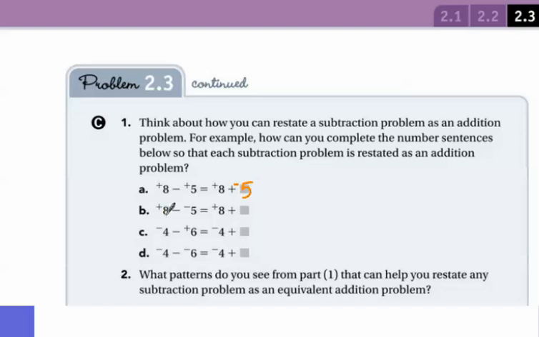Down here, 8 minus negative 5 is equal to 8 plus. Well, if I'm subtracting a negative 5, I'm going to the right on a number line. If over here, 8 plus, to go to the right, I need a positive 5.